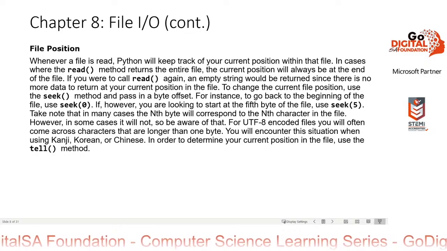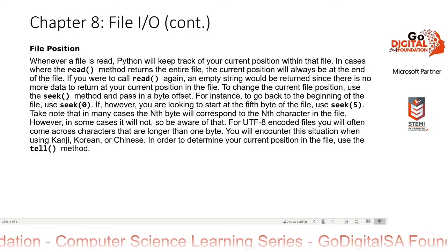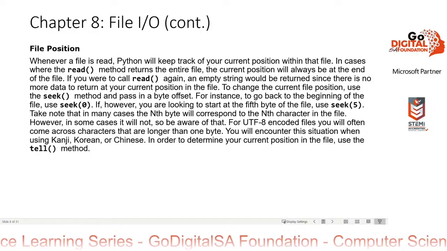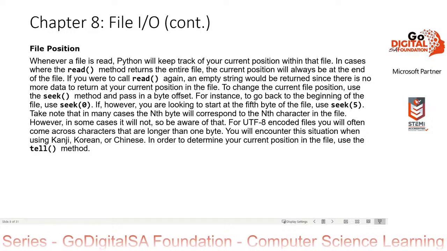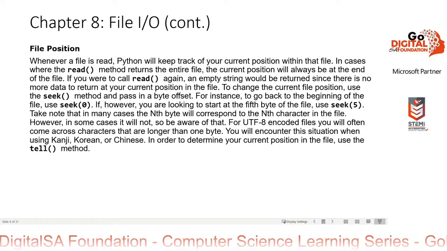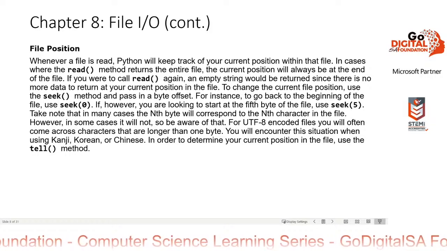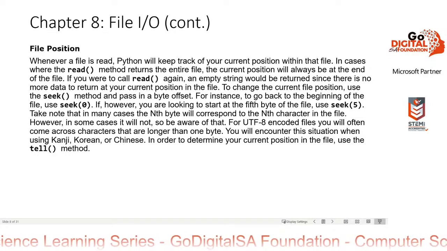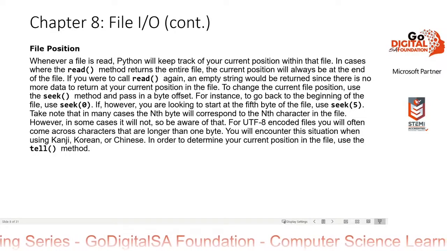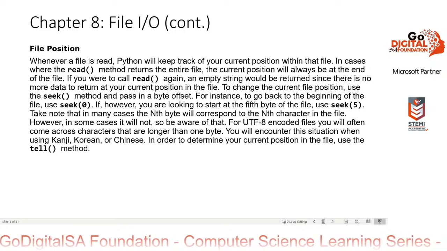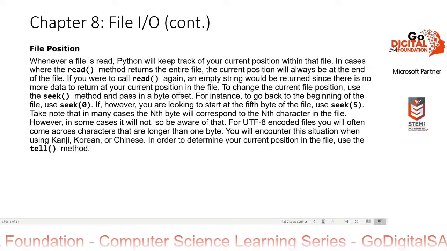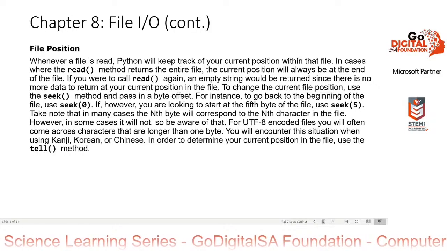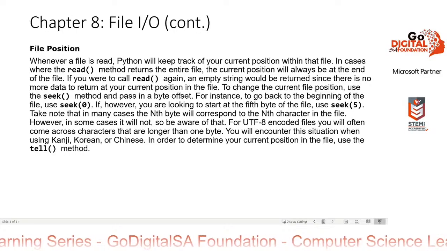To change the current file position, use the seek method and pass in a byte offset. For instance, to go back to the beginning of the file, use seek 0. If, however, you are looking to start at the 5th byte of the file, use seek 5. Take note that in many cases the nth byte will correspond to the nth character in the file. However, in some cases it will not, so be aware of that. For UTF-8 encoded files, you will often come across characters that are longer than 1 byte. You will encounter this situation when using Kanji, Korean, or Chinese.